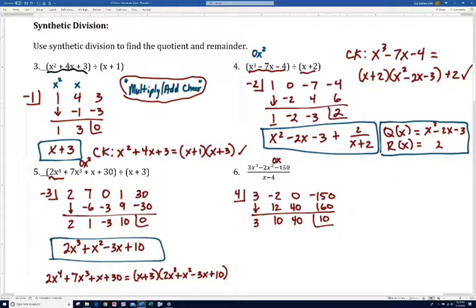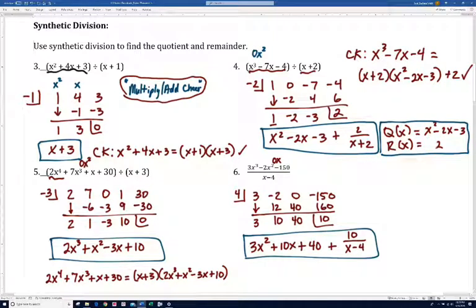All right, so in this case, our answer here is going to be 3x squared plus 10x plus 40. Again, remember that number should always be our constant, plus our remainder, which is 10, over what we were dividing by. Now again, if in the book or in my math lab you're asked to write the quotient and remainder, there's your quotient and your remainder is 10.